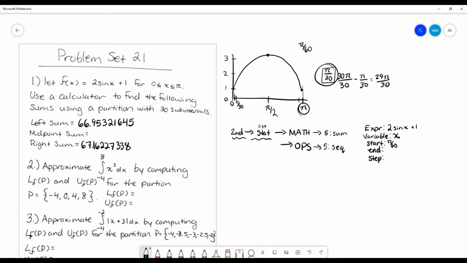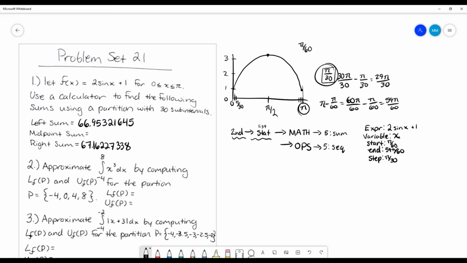And our end point is also going to be right between, right in here, which is going to be whatever pi minus this is, which is then just 59 pi over 60. And then our step is that same thing because it's the same size interval, those 30 subintervals. And so that's how we're going to put it in this time for our midpoint sum.